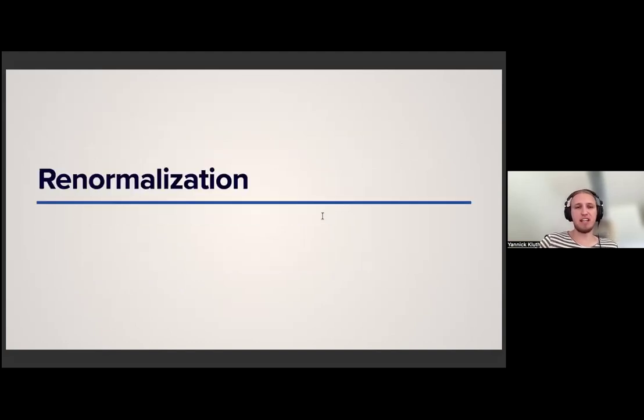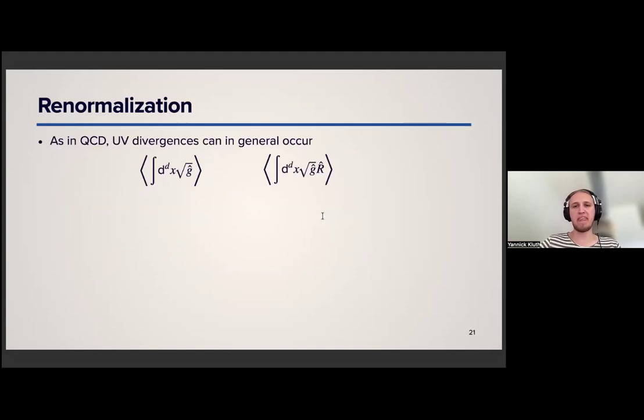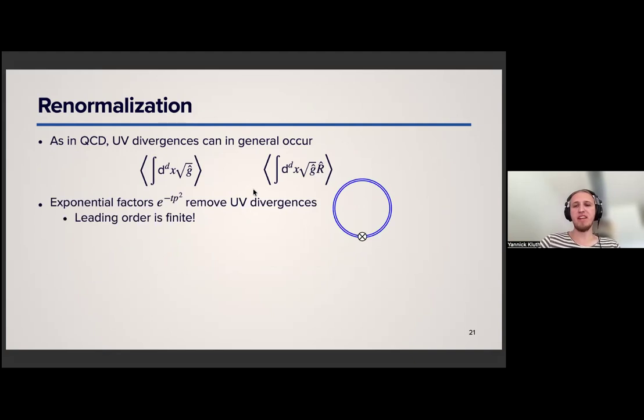I do want to make some quick remarks about the renormalization now, because in principle we now have the Feynman rules and can start to calculate our correlators to see what we get from them. And yeah, as I mentioned, I'm particularly interested in those two correlators, so the volume element and the volume element times the Ricci scalar. And similar as in QCD, we can very easily see that at one loop, everything is finite simply because each propagator that we get here has an exponential damping factor. So at leading order, we don't get any UV divergences.